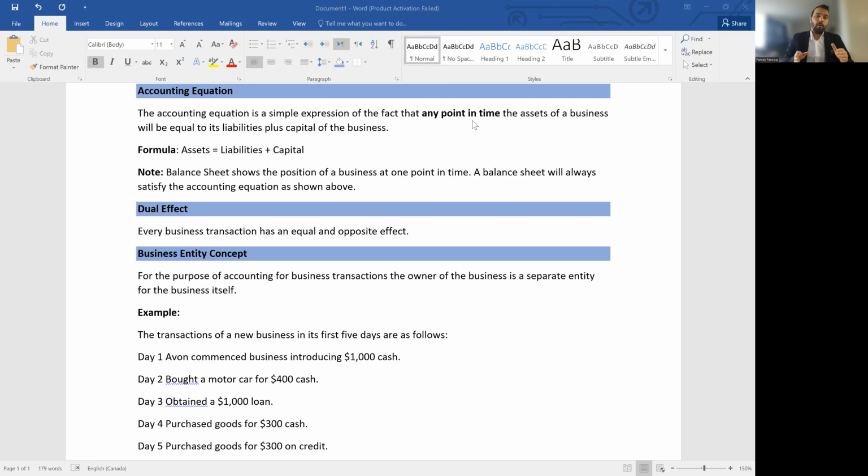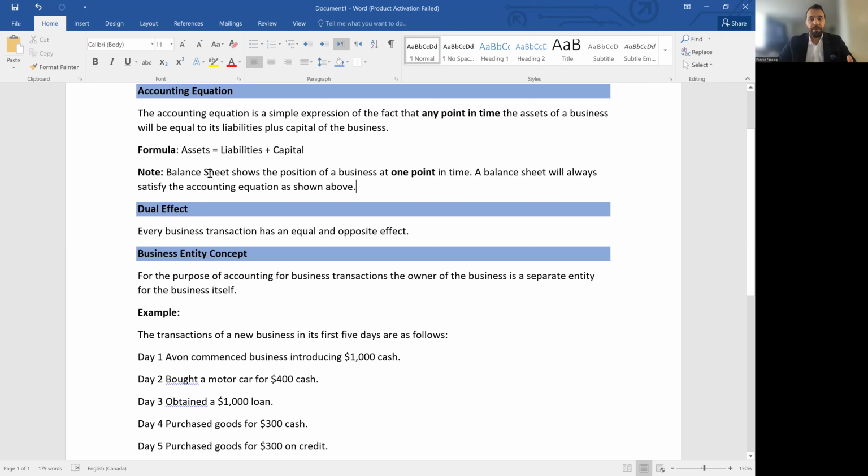We have an alternative to the accounting equation, which is a balance sheet, or we can say statement of financial position. A balance sheet also shows the financial position of a business, but it shows it at one point in time. A balance sheet will always satisfy the accounting equation as shown above. Like I said before, the accounting equation and balance sheet work the same, but the only difference is that the balance sheet is a long process.